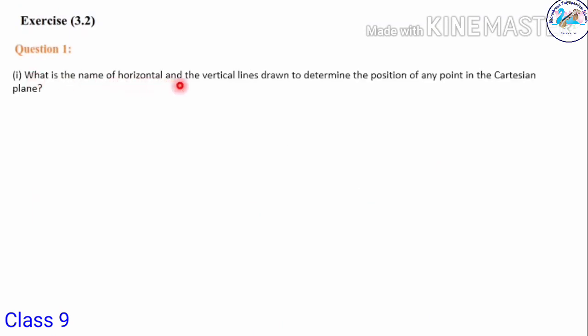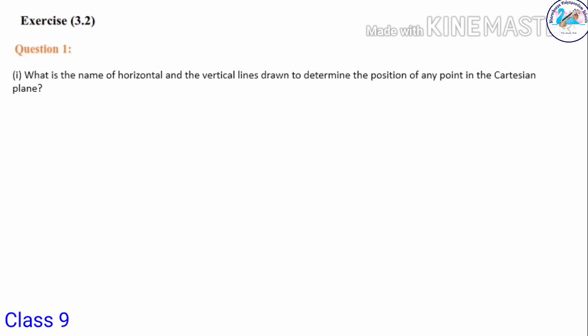Next we shall discuss exercise 3.2. First question. The question is, what is the name of the horizontal and the vertical lines drawn to determine the position of any point in the Cartesian plane? We have already learned that to determine the position of an object in a plane, we need two parameters. One is the horizontal distance and the other is the vertical distance.